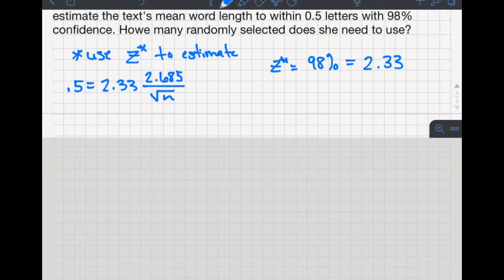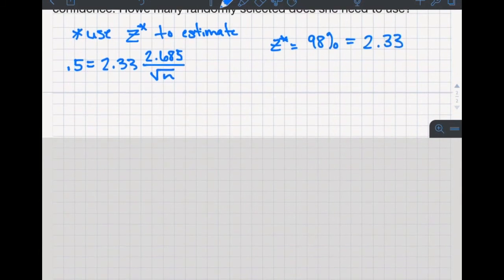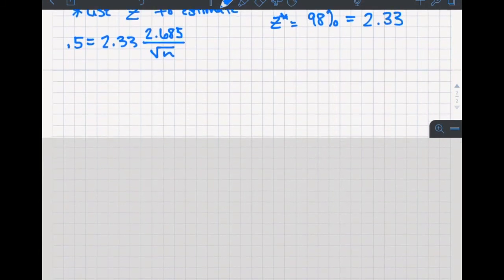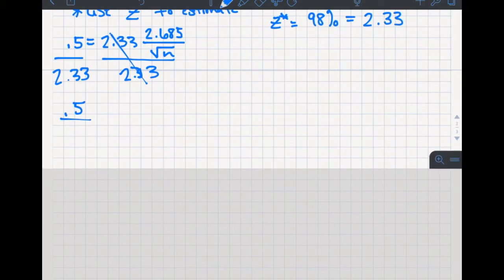If we work this out, now a lot of you have struggled with this, so I'm going to work this out step by step, showing you how I would do this in just the algebra portion of it. So we're going to divide both sides by 2.33. Right, so 2.33 here cancels, leaving me with 0.5 divided by 2.33 equals 2.685 divided by the square root of n.